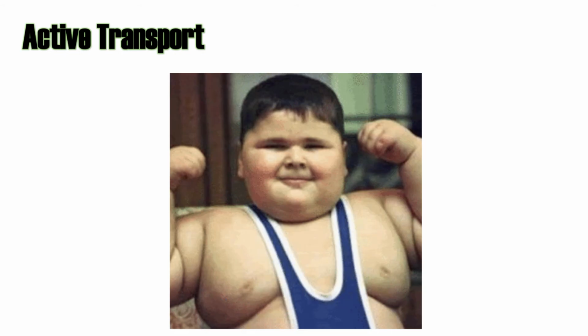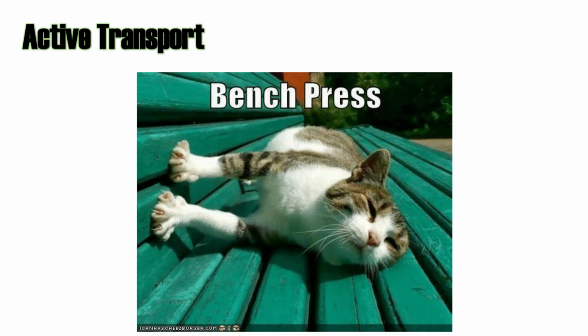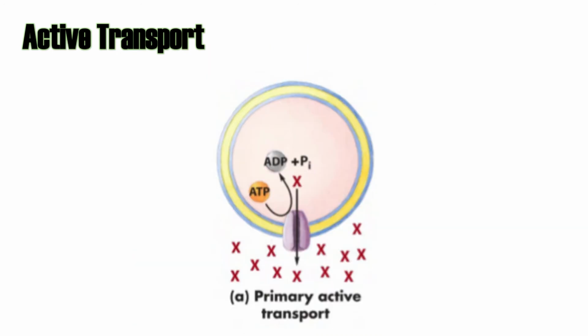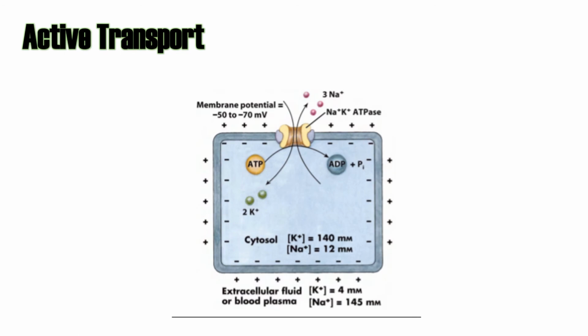Finally, we have active transport. These are the jocks of transport, the guys that only talk about how swole they are or how much they can bench press. Primary transport is driven by energy, which is ATP, of course. Secondary transport is driven by an ion gradient. The example in your notes is the sodium-potassium ATPase transporter for primary transport.